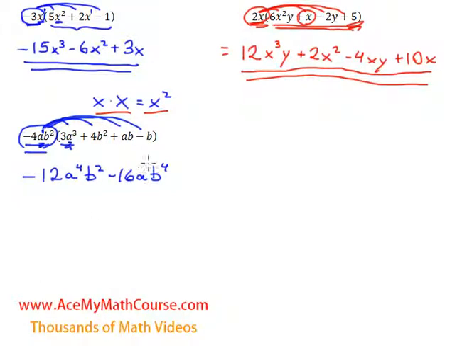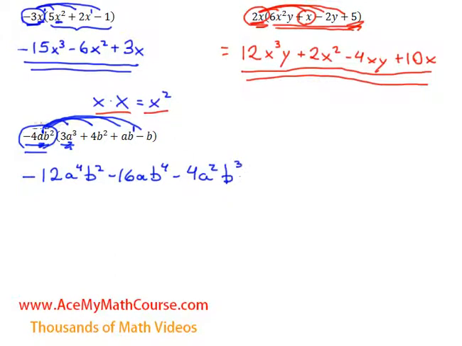What's next? Negative 4ab squared times ab. Well, we copy down the negative 4. A times a is a squared. Just like x times x is x squared. And b squared times b is b cubed, because 2 plus the hidden 1 over here, 2 plus 1 is 3.